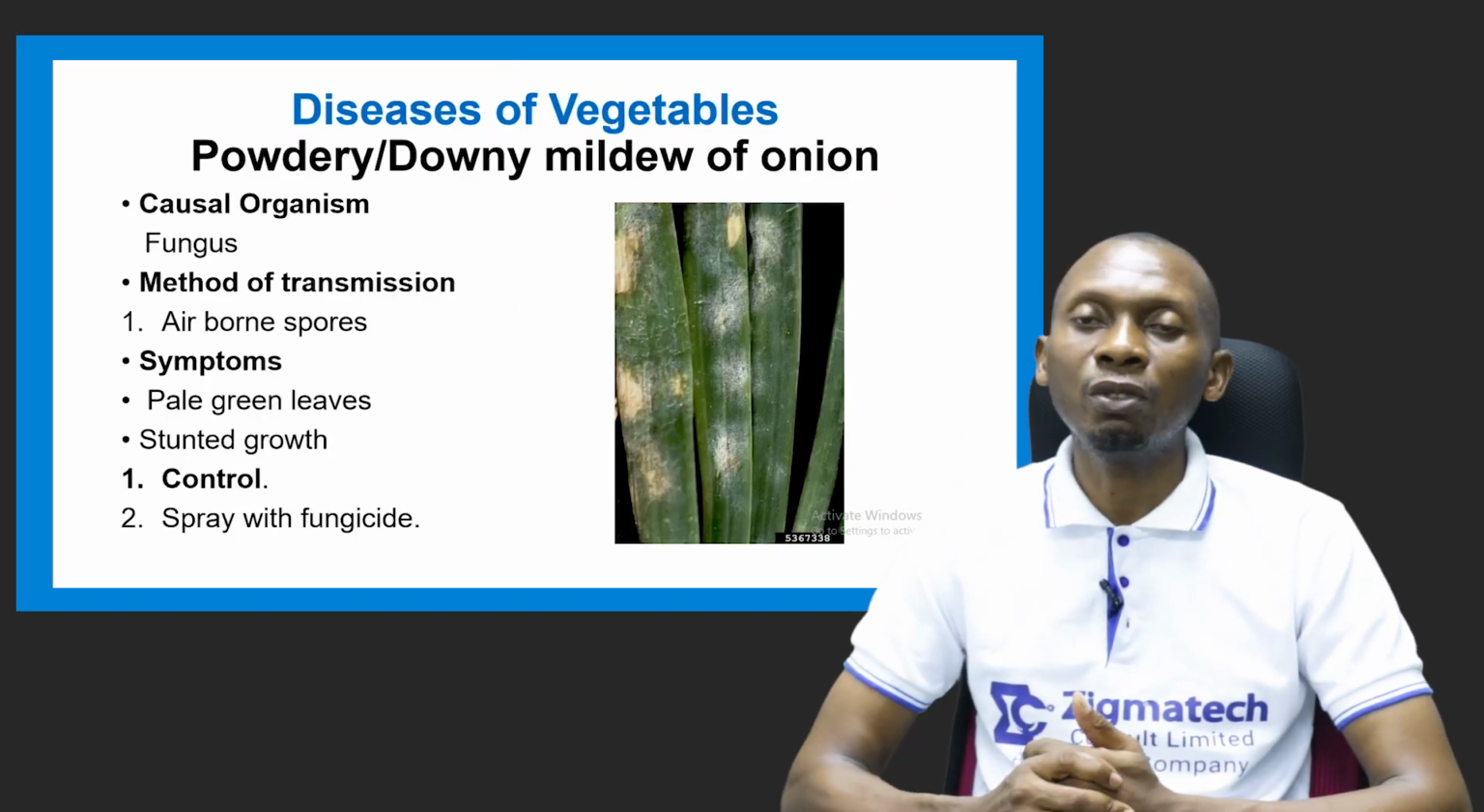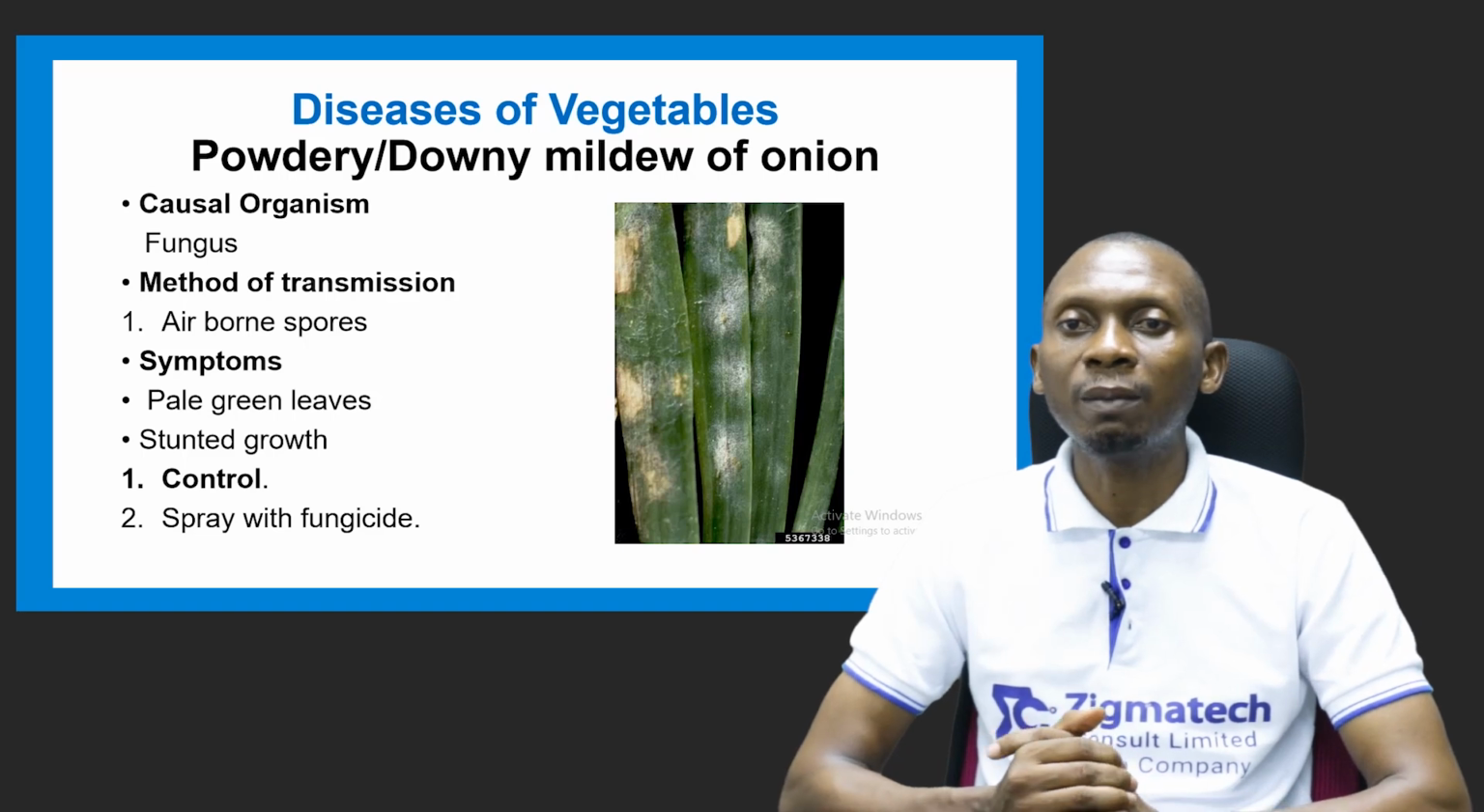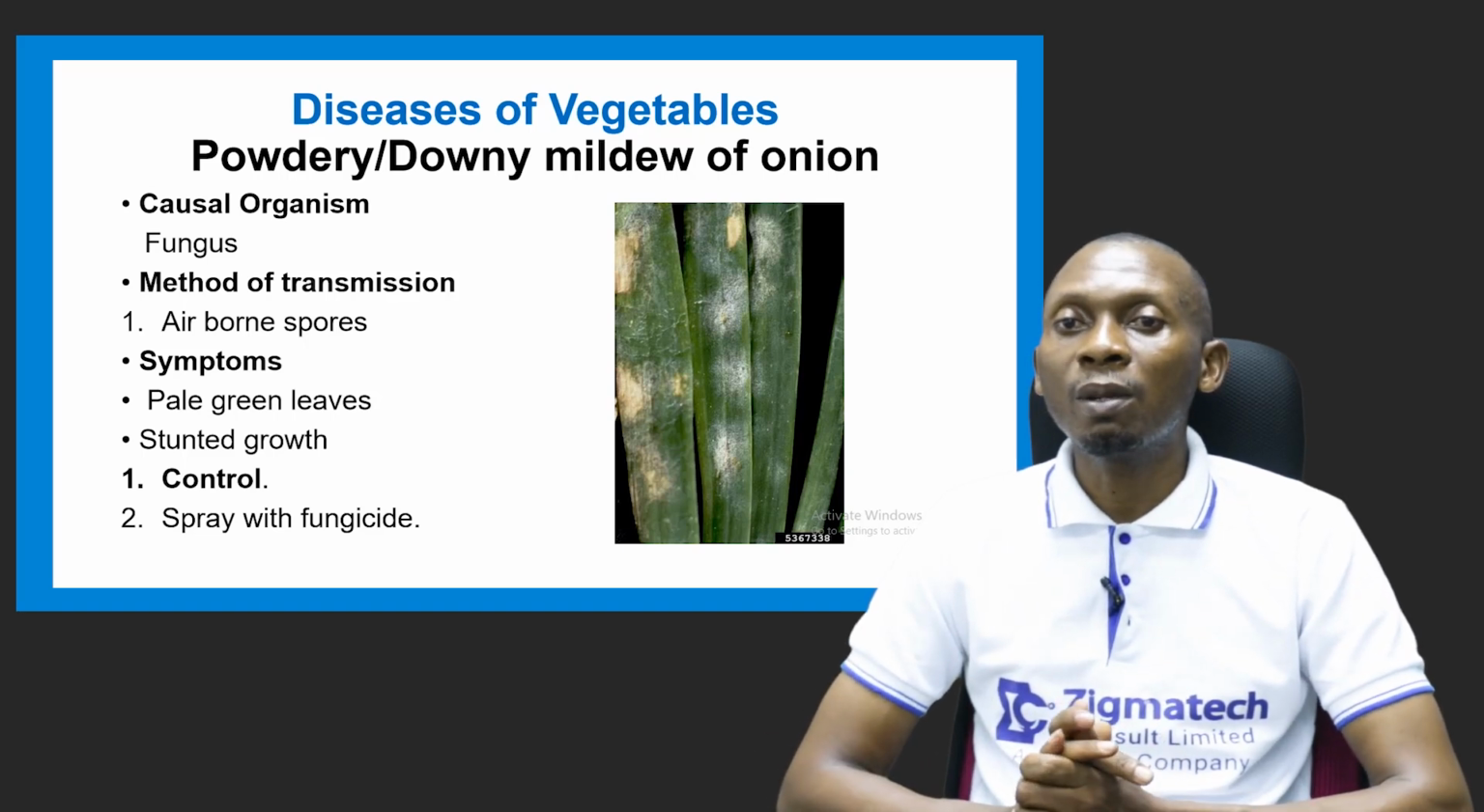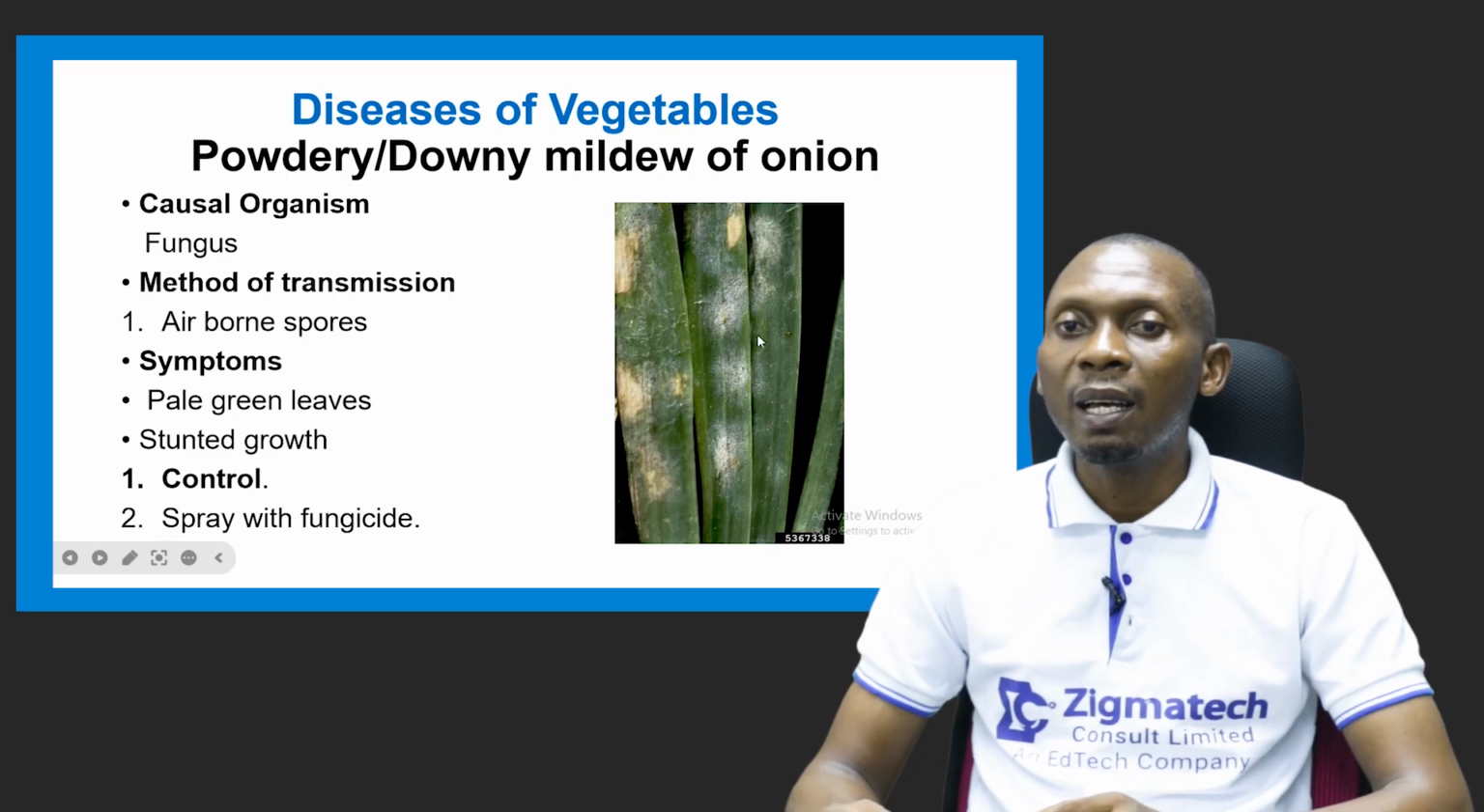Powdery or downy mildew of onions is a fungal disease transmitted through air, and the symptoms are pale green leaves, as you can see, stunted growth, and it is controlled by spraying fungicides.